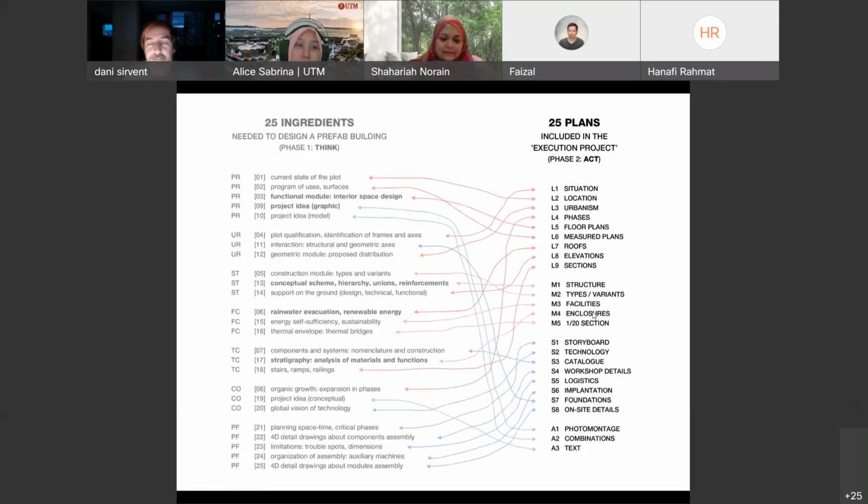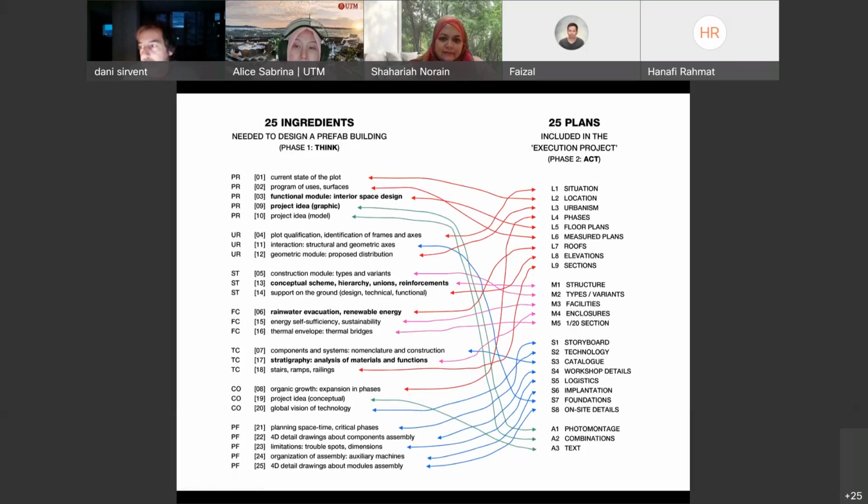So the thing is that you have one variable for one plan. The work that the students develop in the first phase are exactly the plans that they are going to submit in the second phase of work. So this is the system I have been developing in the last years, and I'm going to show you right now how it works.